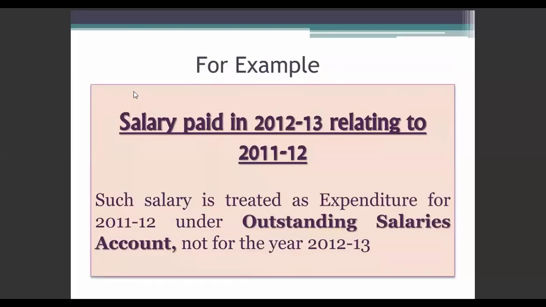Now, let's take an example. The first example is salary paid in 2012-13 for the year 11-12. If the salary was payable in 2011-12 and it is not paid in 11-12, and instead we are paying in 12-13, it means it was outstanding in that financial year.